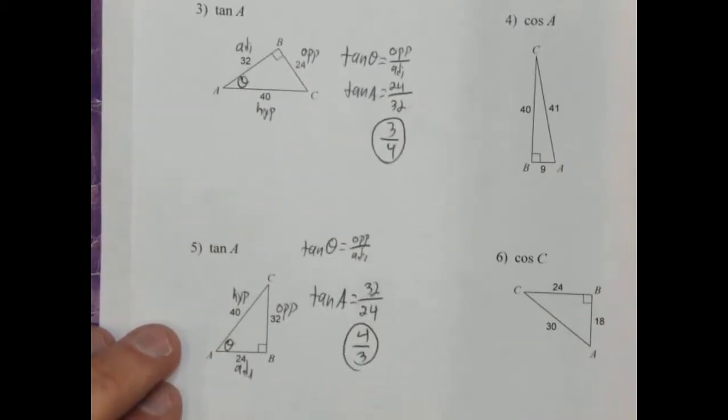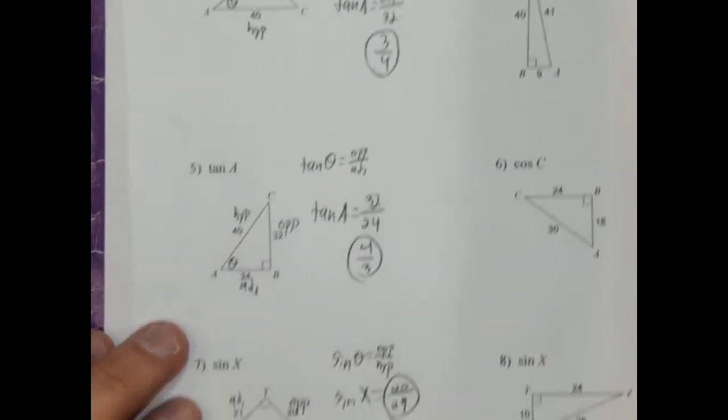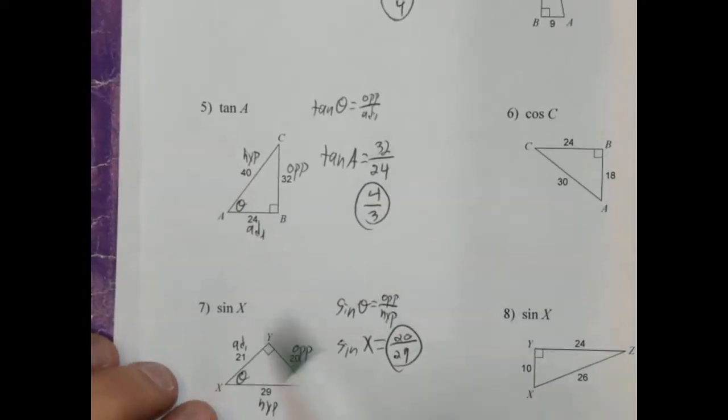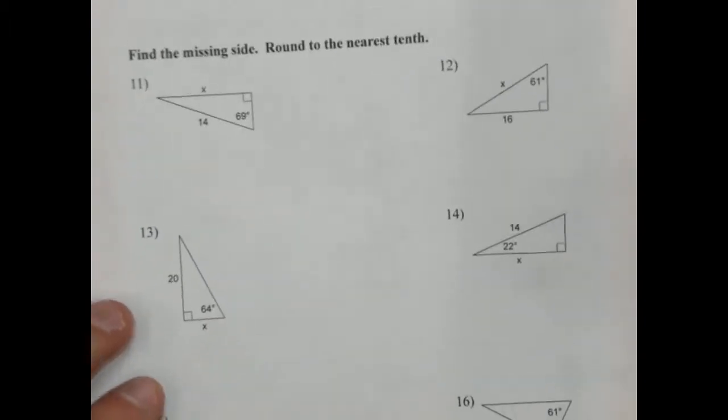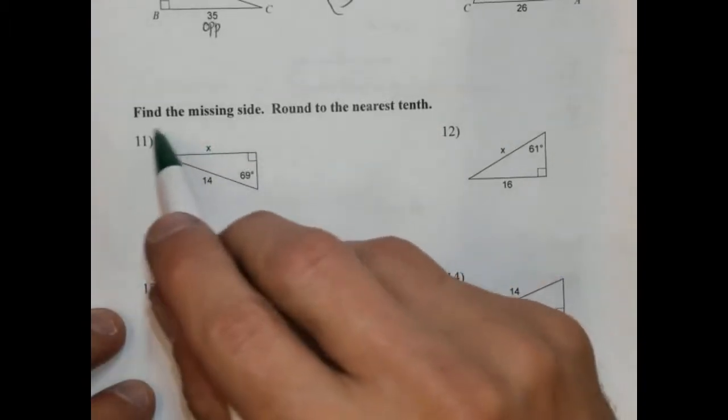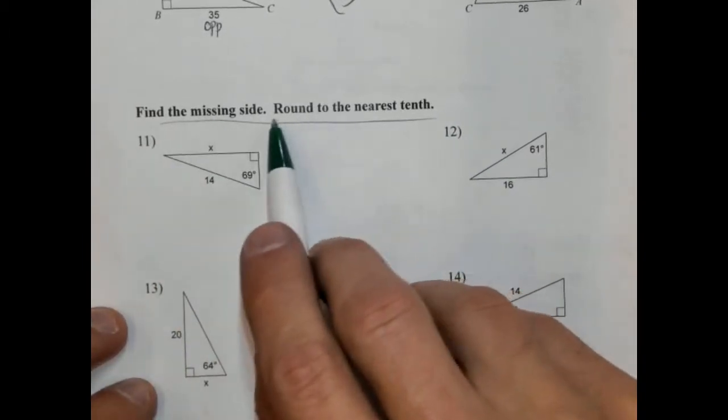So it's basically you have to establish where theta is, right? And once you know where theta is, you can assign adjacent, opposite, and hypotenuse, and then just use the appropriate ratio. Okay, so this one now. Find the missing side, round to the nearest tenth.